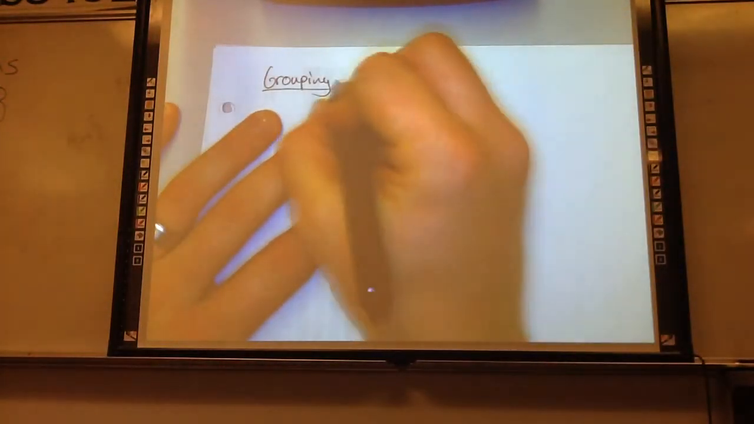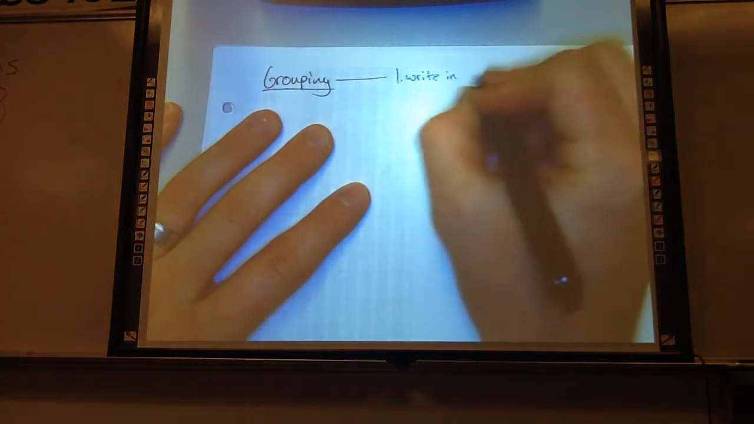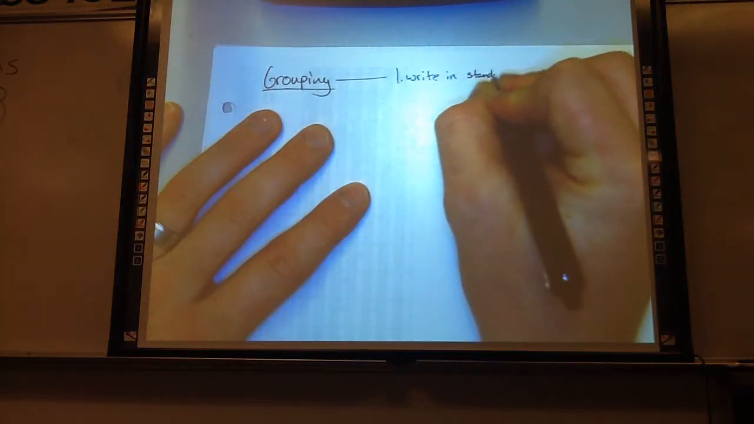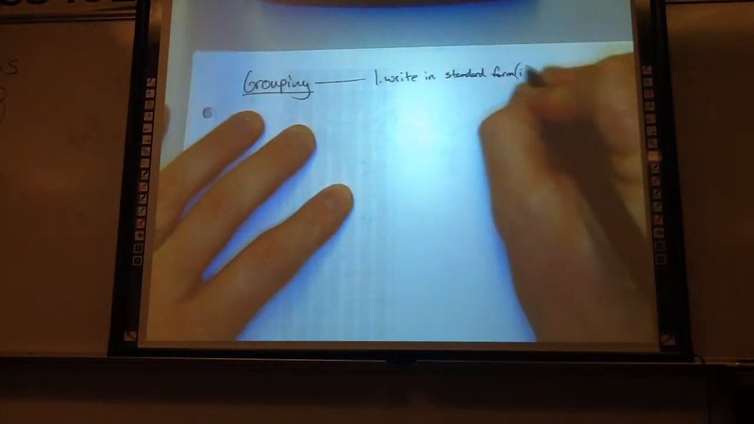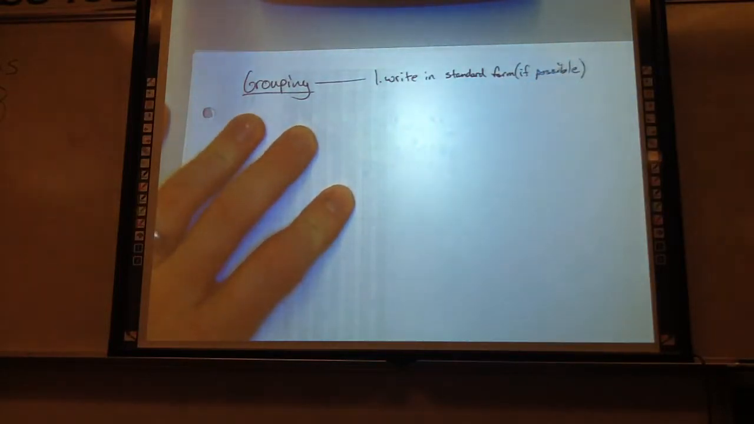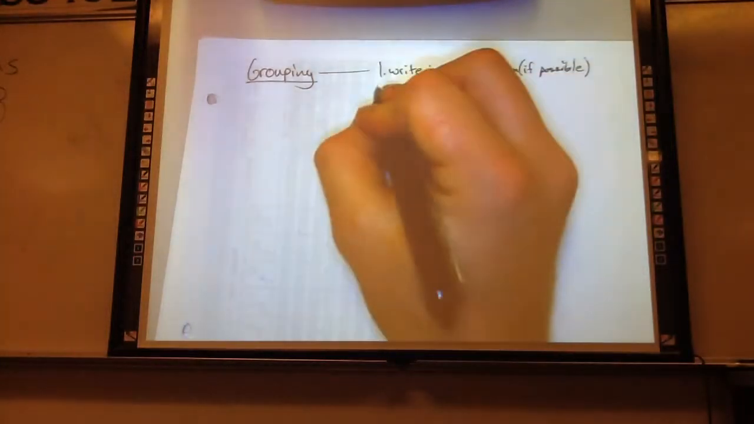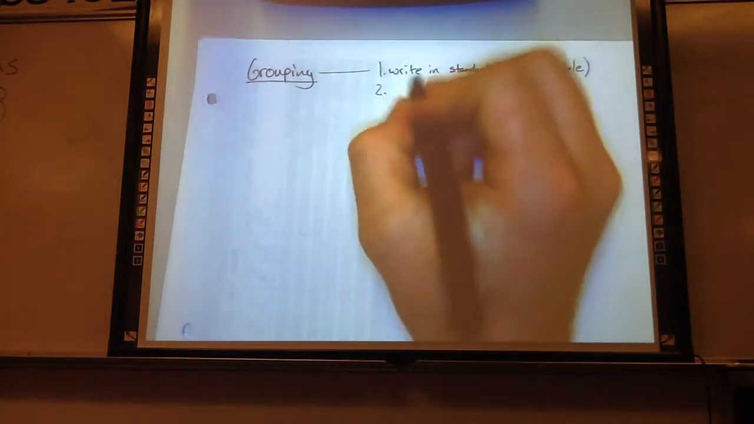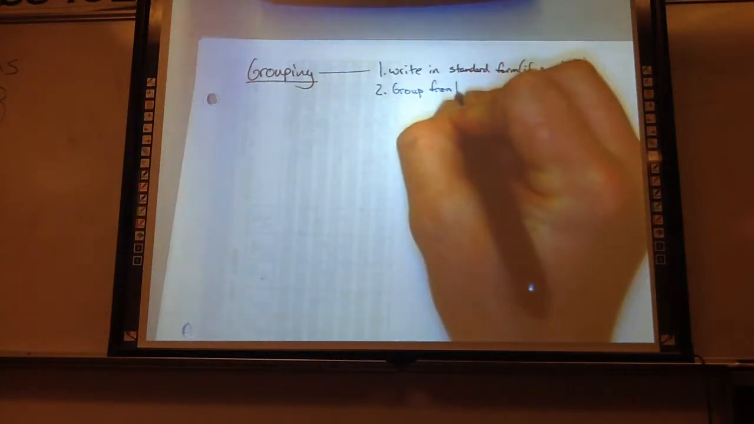Do you need the steps? Write in standard form, if possible. I mean, if it's got A, B, A, and C in it, that's hard to write in standard form. Sometimes these can look weird, and then you just gotta kind of guess and check. You group the front two and back two, right?